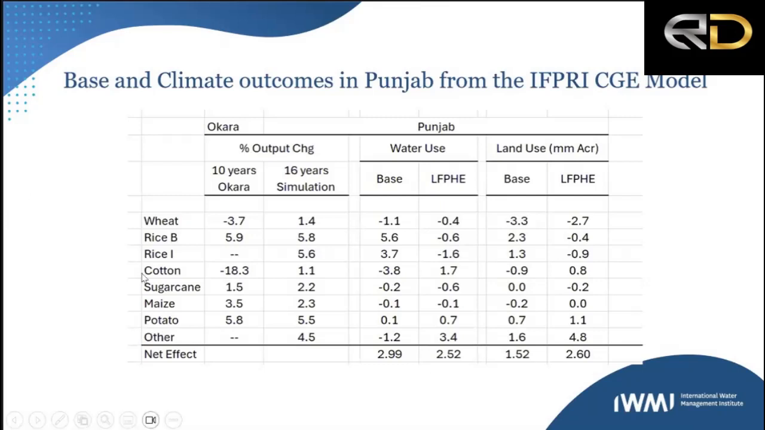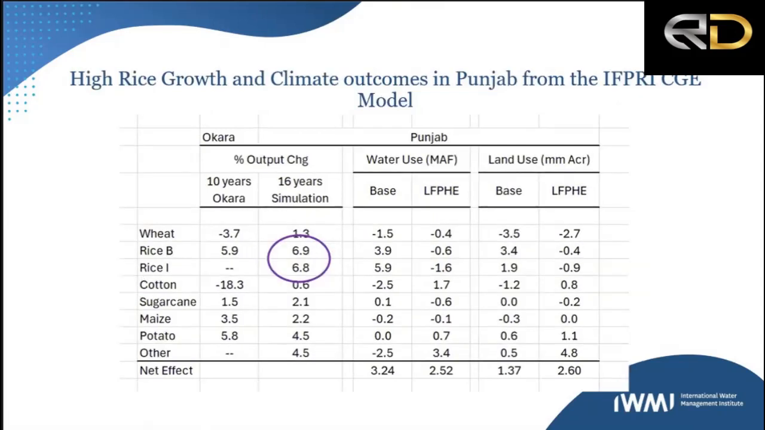So then, and I'm not going to go into this a whole lot, there's a high rice growth and climate outcomes. So in other words, we bumped up the rice exports from Punjab by over 1%, and tried to see what happens. So this is what we're trying to do. Okay, so if rice goes up, what happens to water use? What happens to land use with and without climate change?